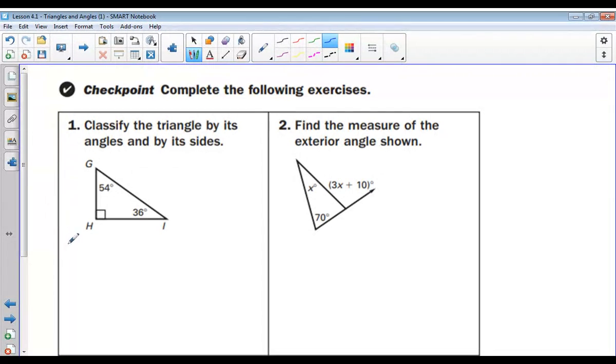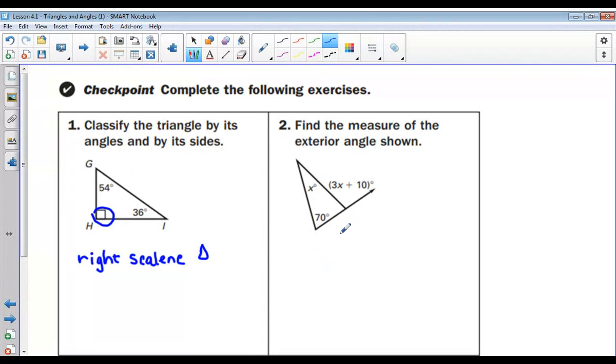So remember, guys, if you're going by angle, we want to take a look at all the angles that I see. I see a right angle, so this would be considered a right triangle. And if I look at the markings on this triangle, I don't see any, so therefore this would be considered a scalene triangle. So if I'm classifying this in total, this would be a right scalene triangle.